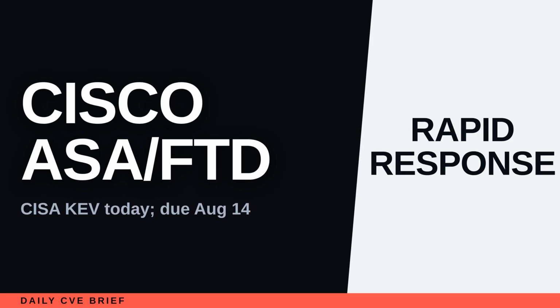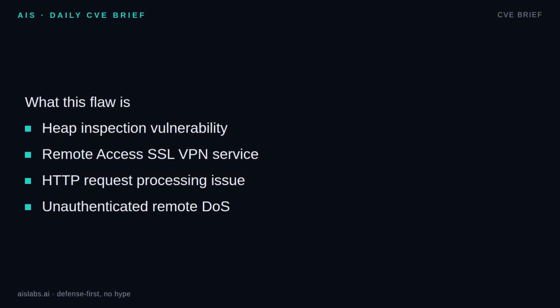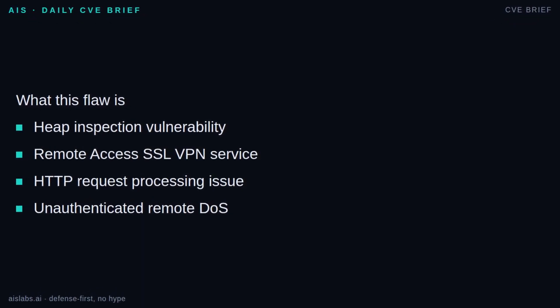If remote access SSL VPN is exposed, the stake is not data theft from this CVE as described. The stake is availability. An unauthenticated remote attacker can cause the device to reload unexpectedly. CVE-2026-20349 is a high-severity vulnerability in the remote access SSL VPN service on Cisco ASA software and Cisco FTD software. The NVD description says the issue is due to insufficient error checking when processing HTTP requests. The result is a denial of service condition. In plain English, the firewall can reload when it receives certain network input to the SSL VPN service.